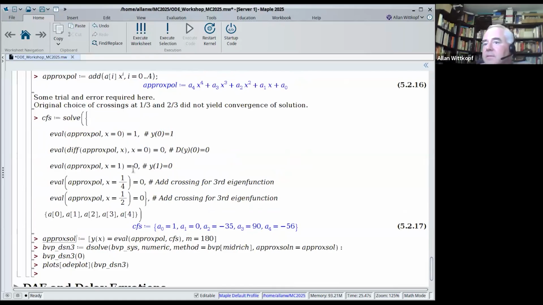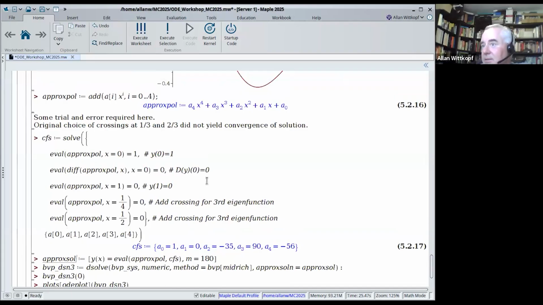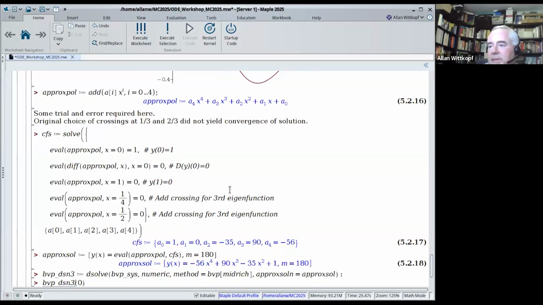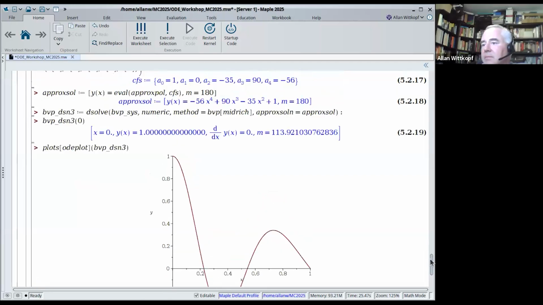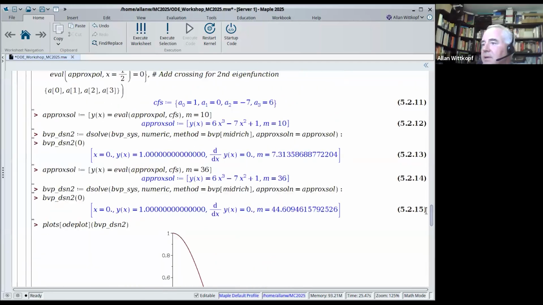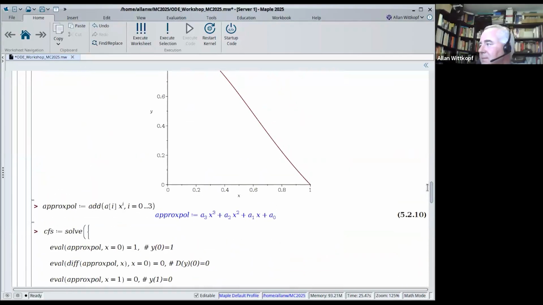So instead of 1/3 and 2/3, which gave me the second solution back again, I chose 1/4 and a half. And that did the trick with the third eigenfunction. So again, this is a much more ad hoc technique for eigenvalues and eigenfunctions. And the shooting method tends to work quite a bit better if you want to be systematic.